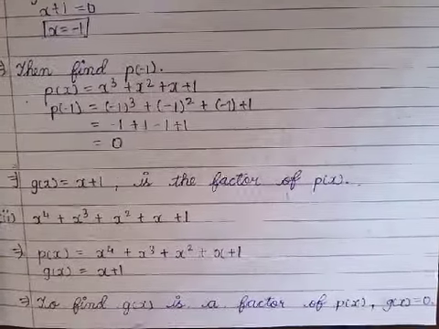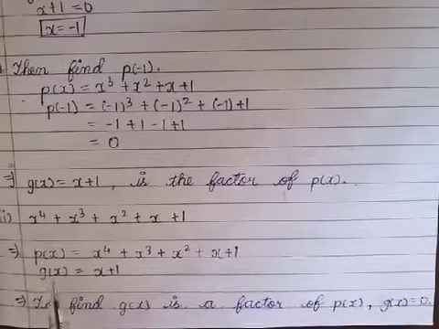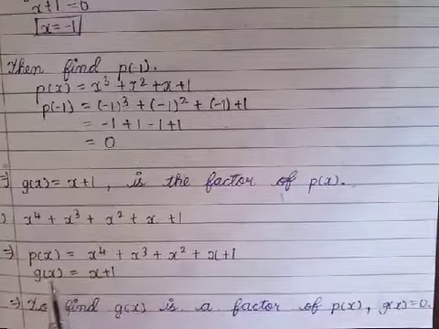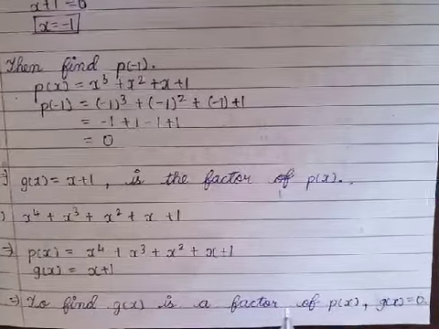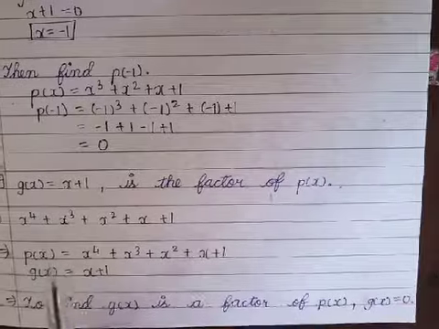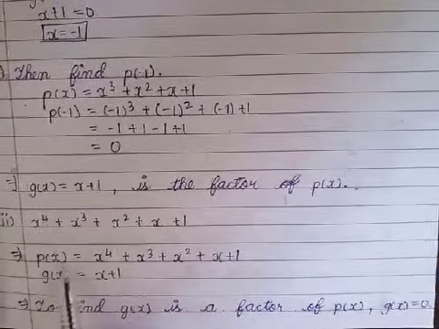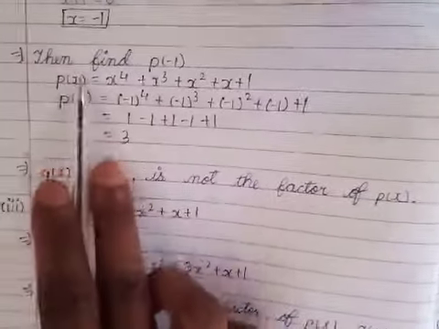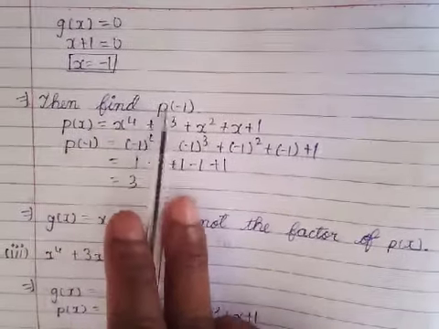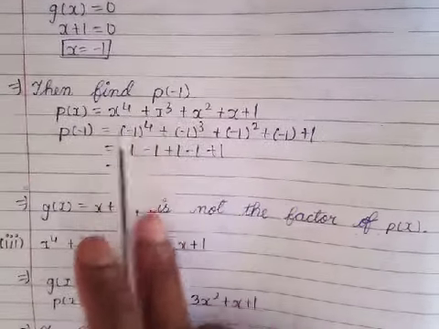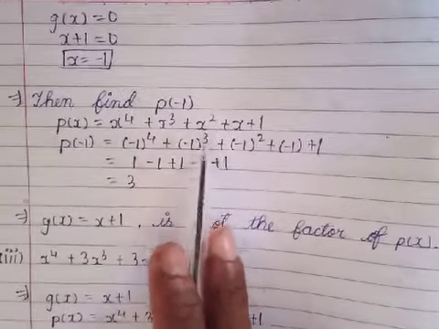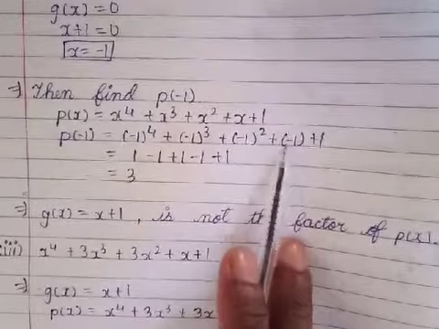To find whether g(x) is a factor of p(x) or not, you have to equate g(x) is equal to 0. So x plus 1 is equal to 0, so x is equal to minus 1. So in place of x in p(x), you have to write minus 1 and see whether it becomes 0 or not. Let's find p of minus 1. So minus 1 raised to 4, minus 1 raised to cube, minus 1 raised to square, minus 1 plus 1.